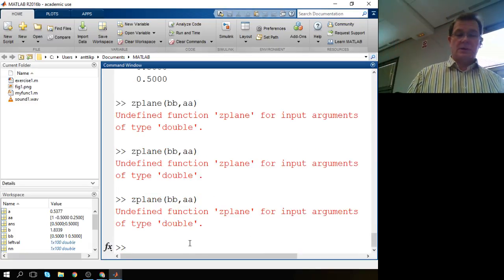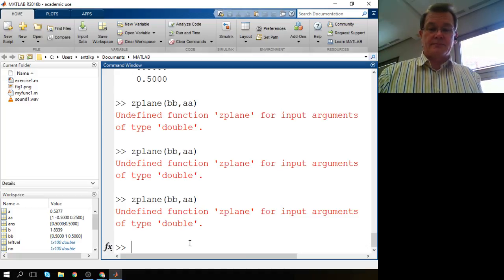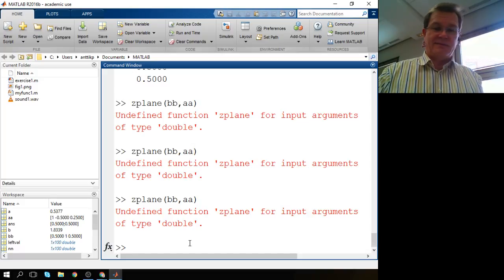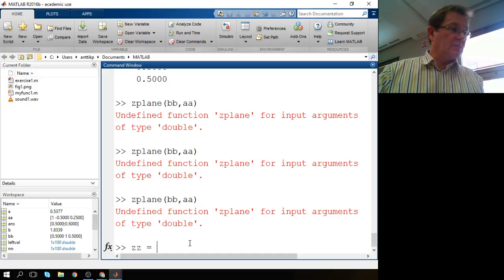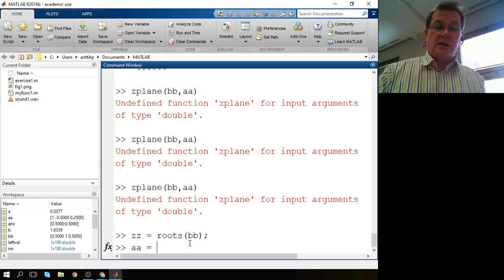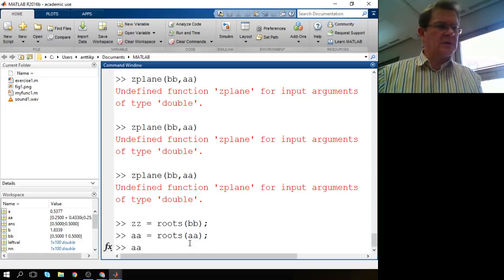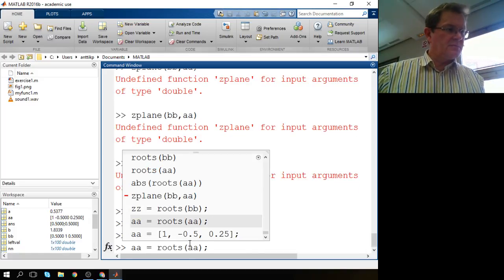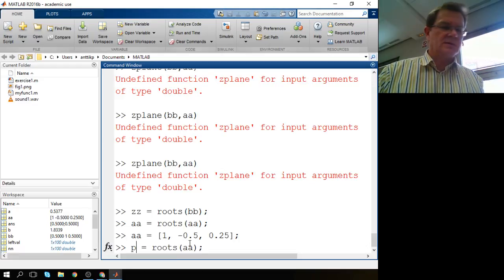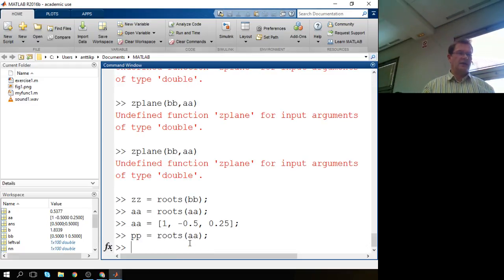Excellent. I'm just thinking, how do I plot the same thing? I have z equals roots of b and p equals roots of a, and then I can plot those. Yes, I can.